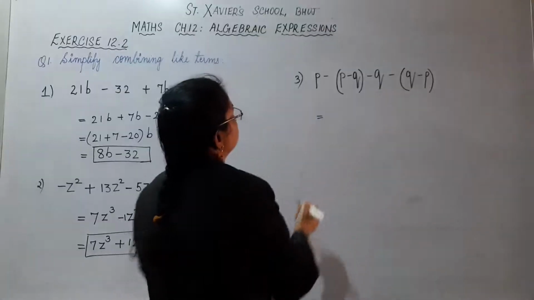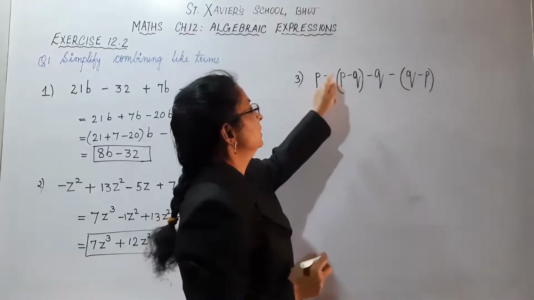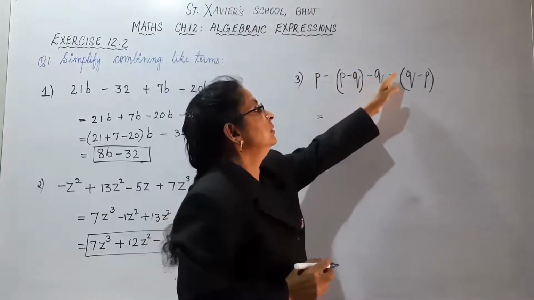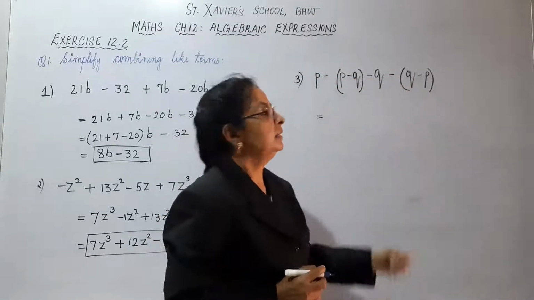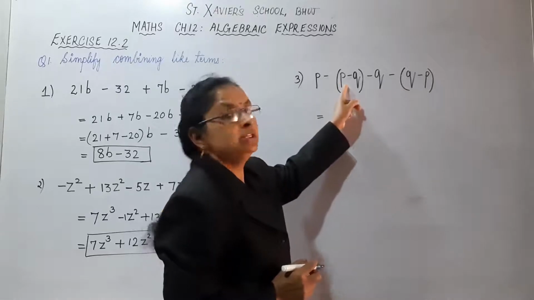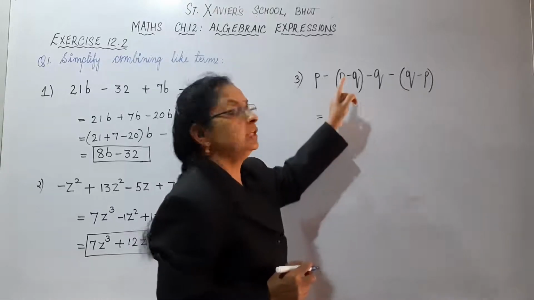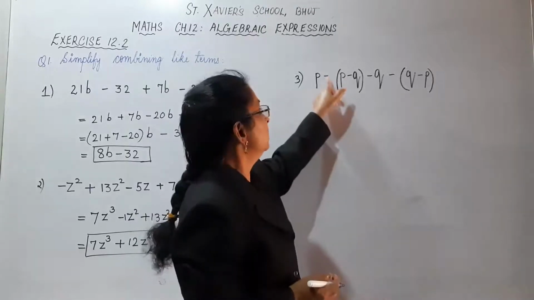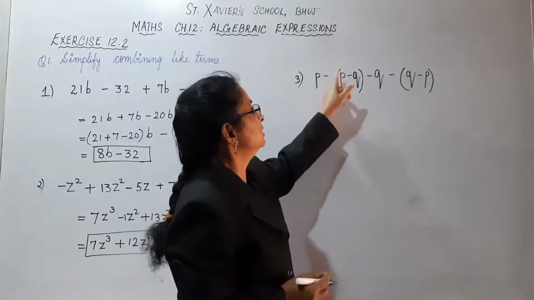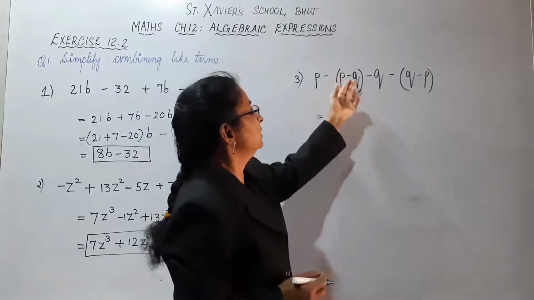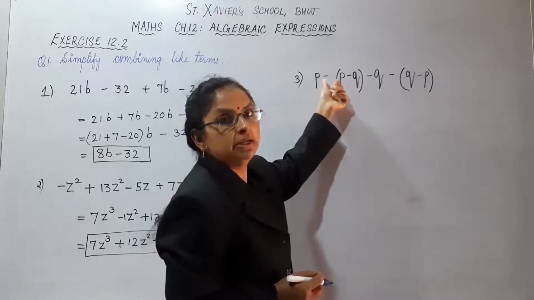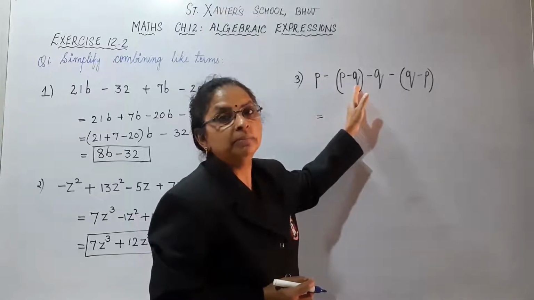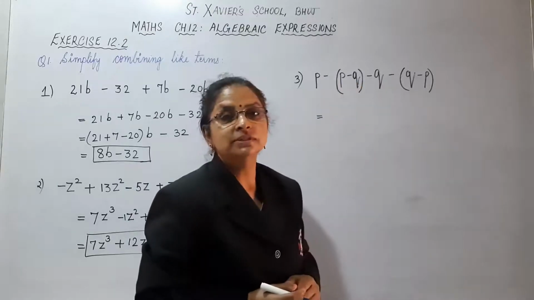Next question. P minus Q minus, in brackets, Q minus P. Here P minus Q is in a bracket. So the first step is to open the bracket. Outside, the minus sign is there. When we multiply, that means we have to multiply the terms inside with the minus sign. So when we open the bracket, all the terms' signs will change.